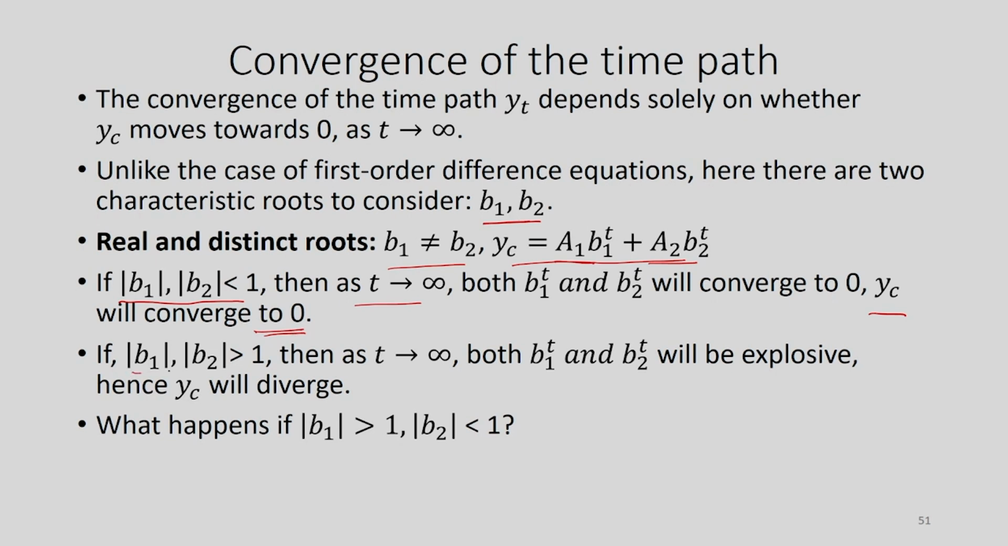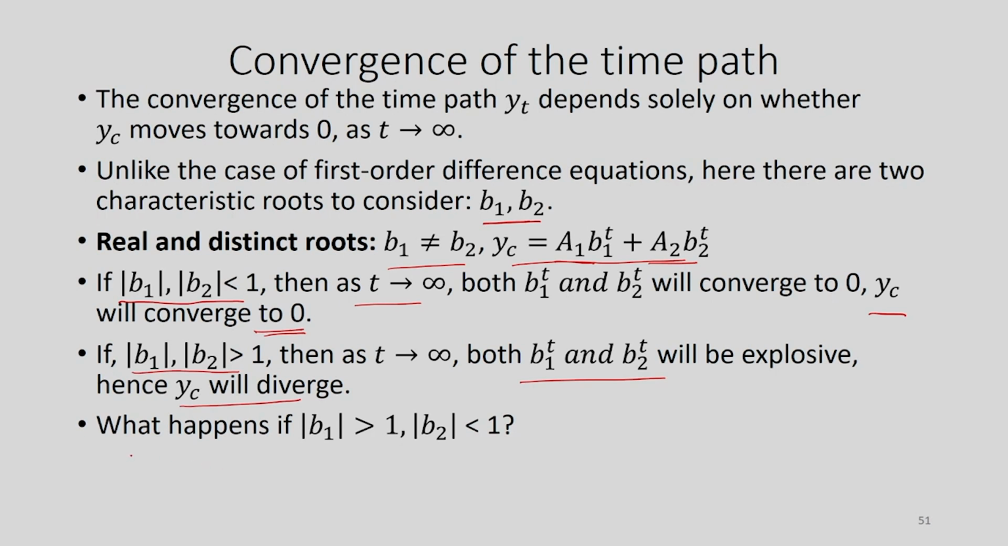So this is just one case. What happens in the opposite case where the modulus of both of these roots is greater than 1? In that case, both b1^t and b2^t will be explosive, and y_c will diverge. It can be oscillatory divergence, or it could be a monotonic divergence, whatever it is, but there will be divergence.